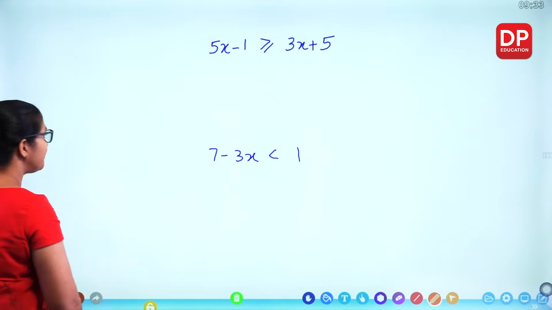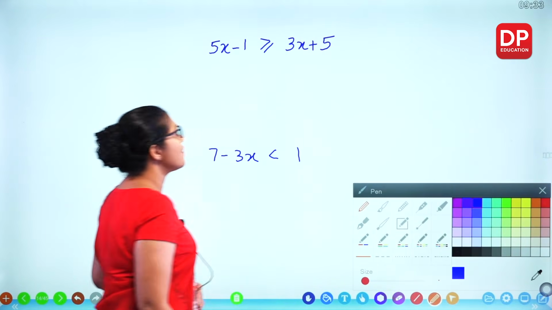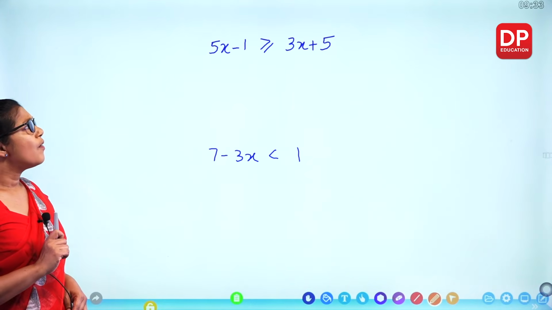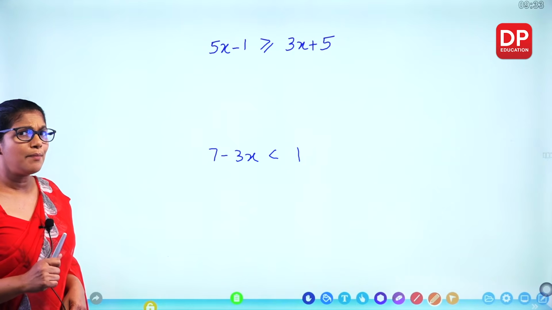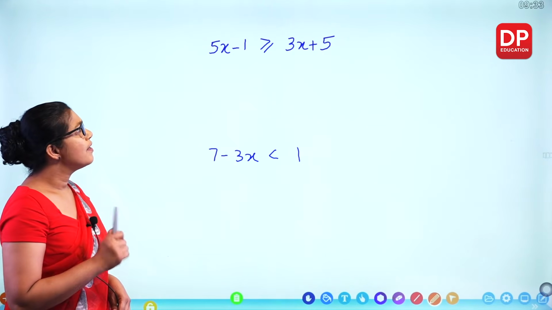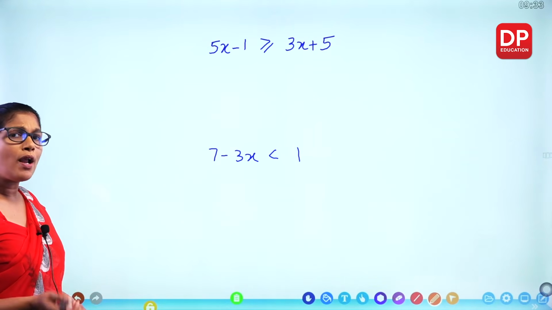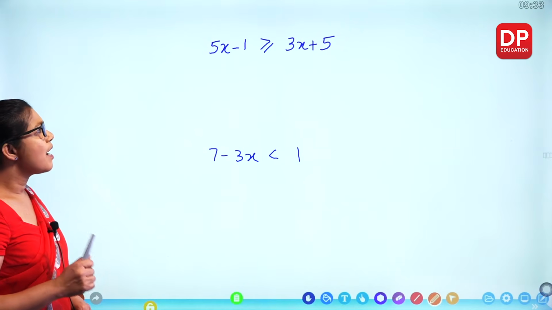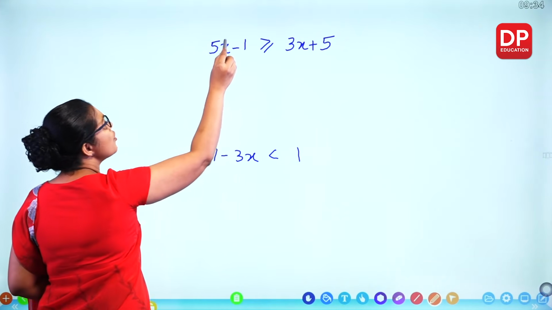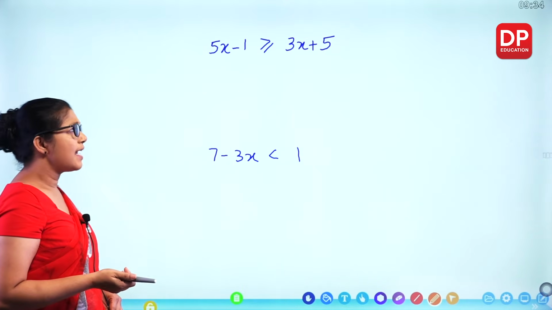Now we'll take another expression like this. So here what's the difference compared to the previous one? In the previous one we got x term on only one side. Now in this inequality you have x's on both sides. So you have to take all x terms to one side and the numbers to the other side. So we'll start with this one. I want to take x terms to the left side and numbers to the right hand side.